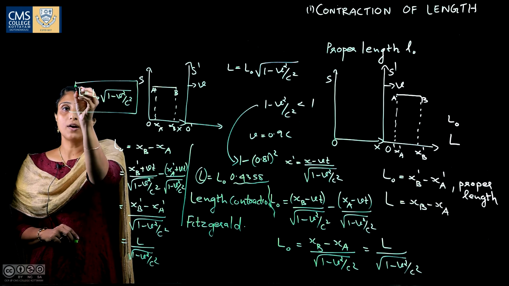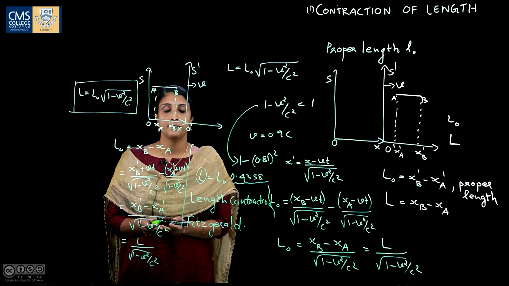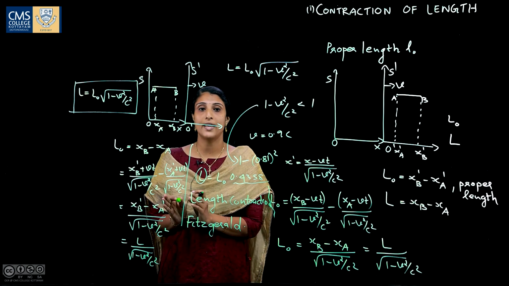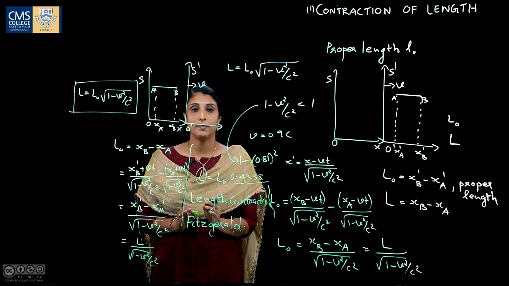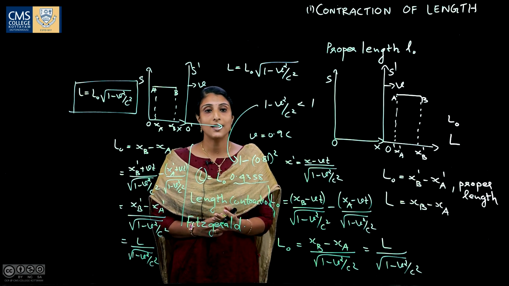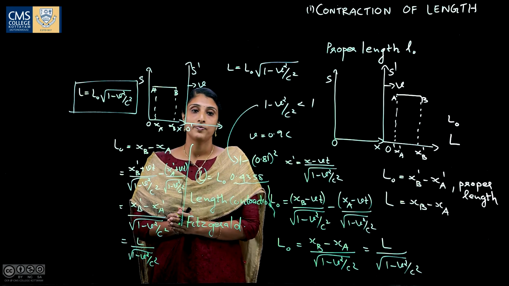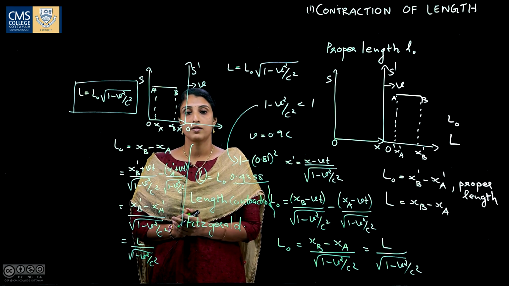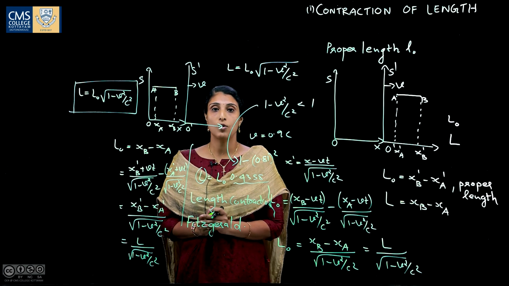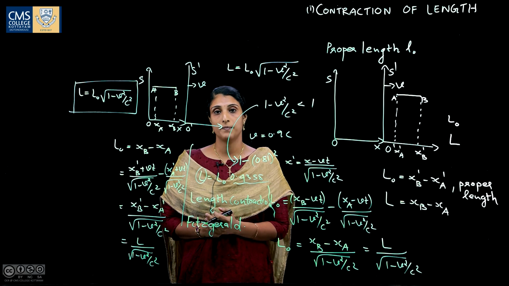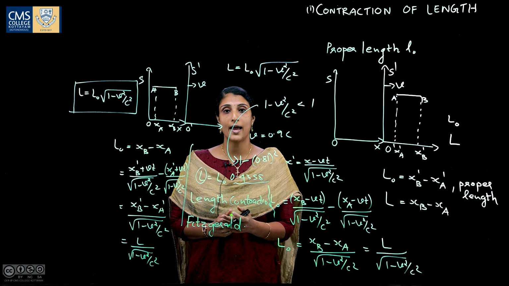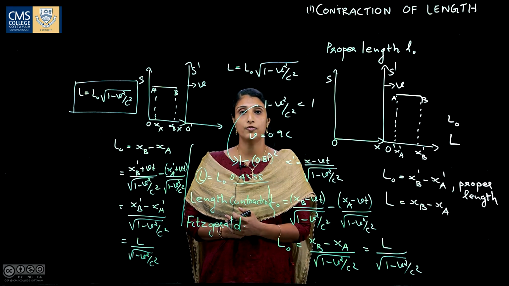That is, the length contraction is a reciprocal effect. Suppose the rod is fixed in one frame, then the length of the rod measured by an observer in another frame appears to be less than that as seen by an observer in the original frame. So, this is a reciprocal effect, and the length contraction occurs only along the direction of motion. There is no contraction in the direction perpendicular to the direction of motion.